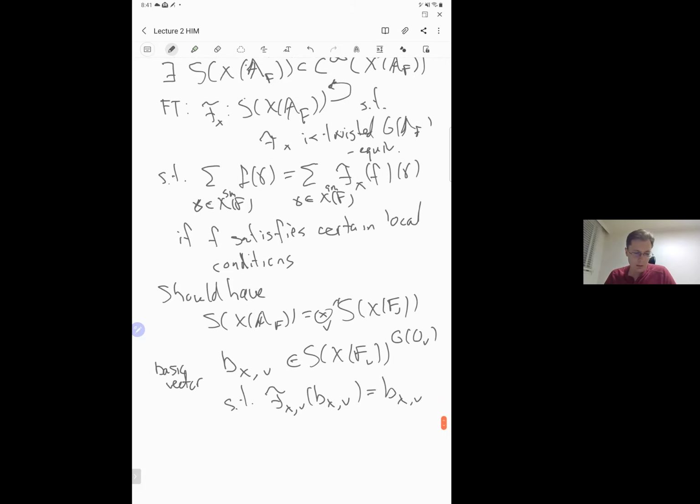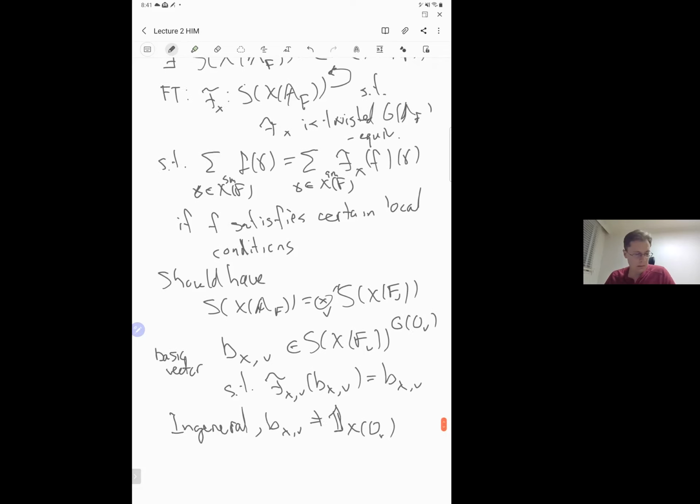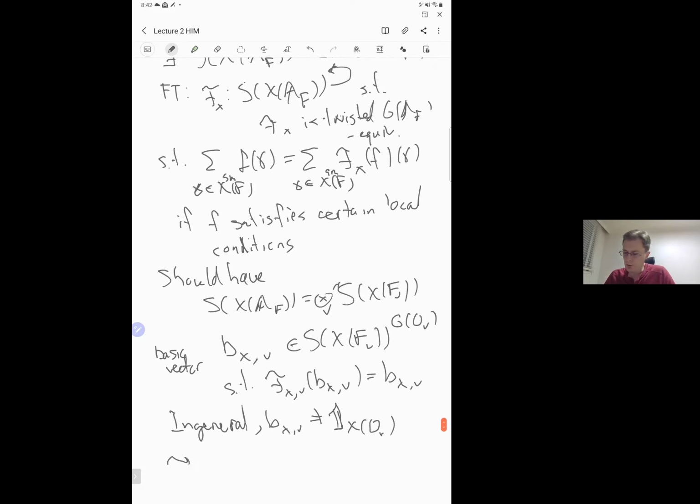All right. So one thing that's sort of remarkable is that in general, b_{X,v} is not equal to the characteristic function of X°(O_v), or the characteristic function of the integral points of the smooth locus, right? So the issue is that singularities seem to force this to be false.